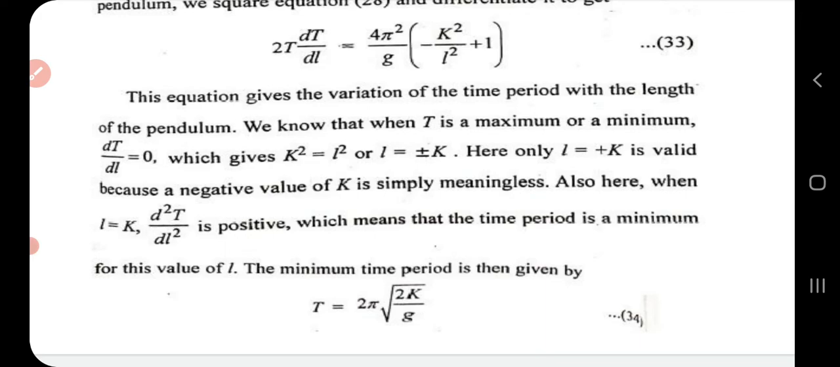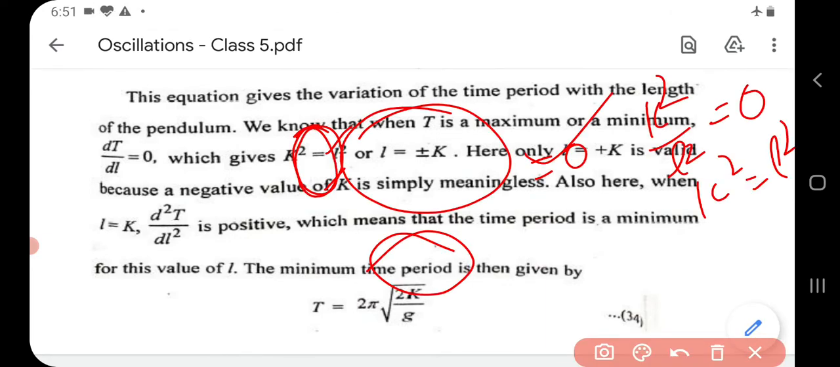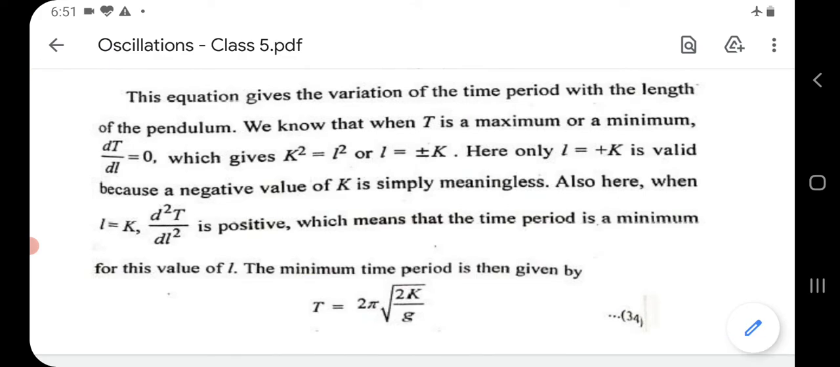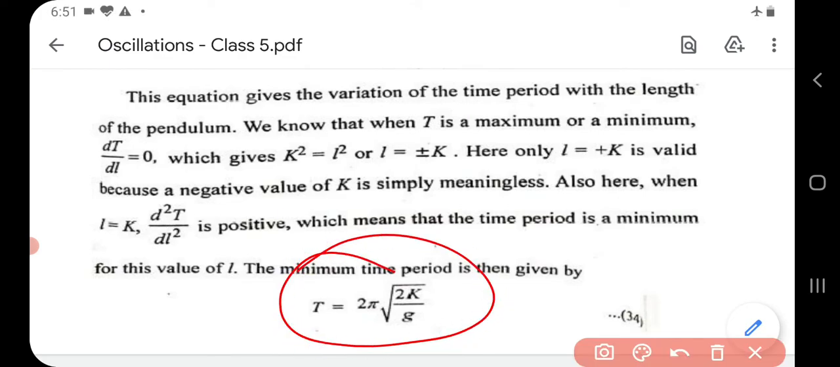Also here, when L is equal to k, d square T by dL square is positive. That means time period is minimum for this value of L. That is, at L equal to k, the time period of compound pendulum is minimum, and that minimum value of time period is given by this expression, that is T equal to 2 pi root of 2k by g. So the time period of compound pendulum is minimum when L equal to k, and that minimum value is given by this.